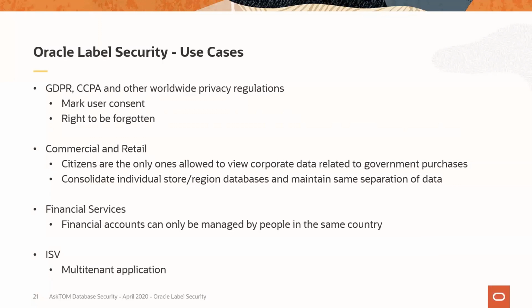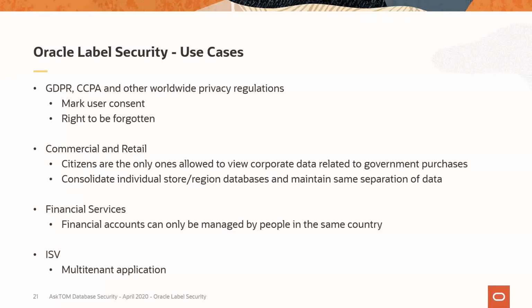Another commercial and retail use: OLS is commonly used to implement regulations and guidelines where a government working with a commercial company may say, well, only citizens of our country can see data of our procurement from your company. So you label the data saying this is the government data, and then label the user saying, okay, this is a citizen, this is not a citizen, allowing them to properly secure the data. And that's a very common use case of label security with companies.